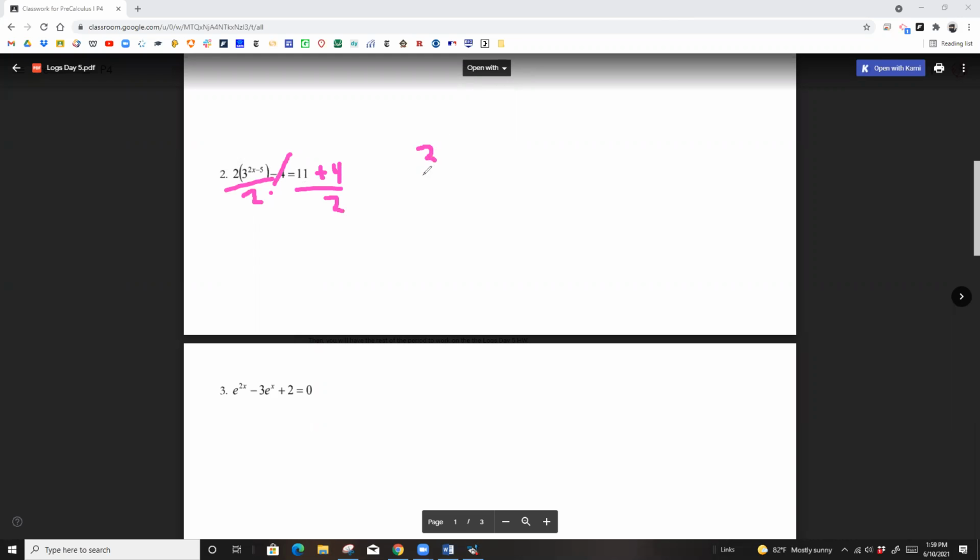So now we have 3 to the 2x minus 5 power is equal to 15 over 2. So 11 plus 4 divided by 2, which is 7.5. All right, so always isolate the exponential expression first. And we did that. Now, once it's isolated, we're going to put it into log form.